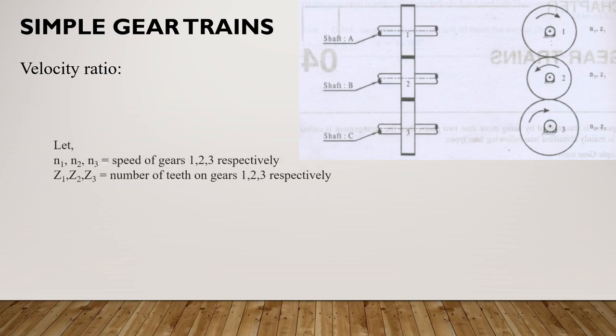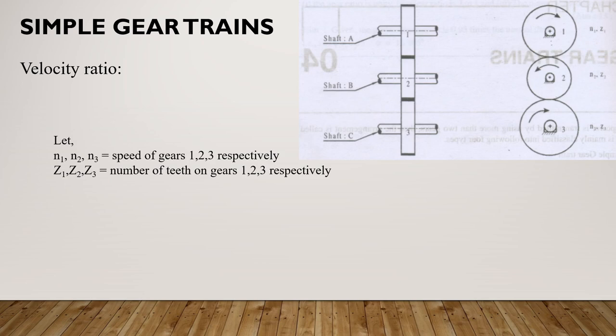So let n1, n2, n3 be the speed of gear 1, gear 2, gear 3, and z1, z2, z3 be the number of teeth in gear 1, gear 2, gear 3 respectively. So each one will have n as the speed and z as the number of teeth. First we will write the velocity ratio. For that we need to assume a driver first. So we will assume gear 1 as the driver gear.